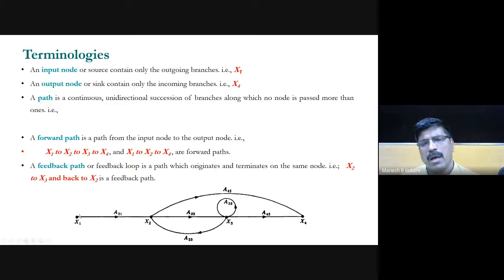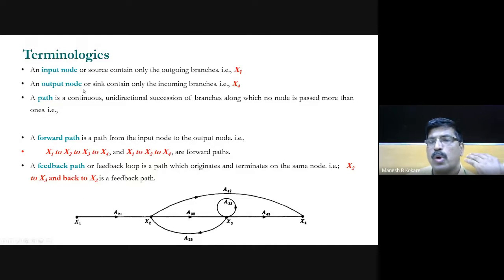Now, see that here x1, x2, x3, x4 are basically variables, right? Out of that, x1 is your input node and x4 is the output node. If you look at the input node, the signal always originates from the input node. There will not be any signal terminating at the input node. So the input node, also called the source node, has only outgoing branches and no incoming branch. Here x1 is the node where only an outgoing branch is there, so this node is called the input node or source node.